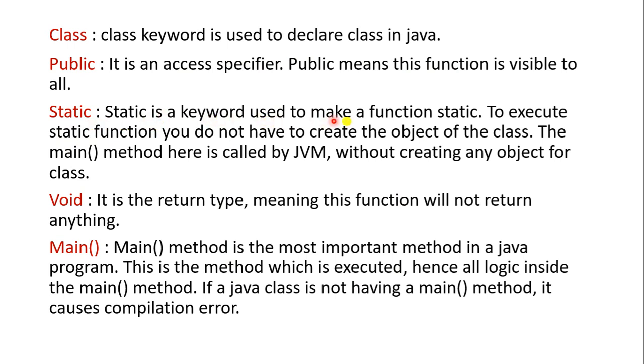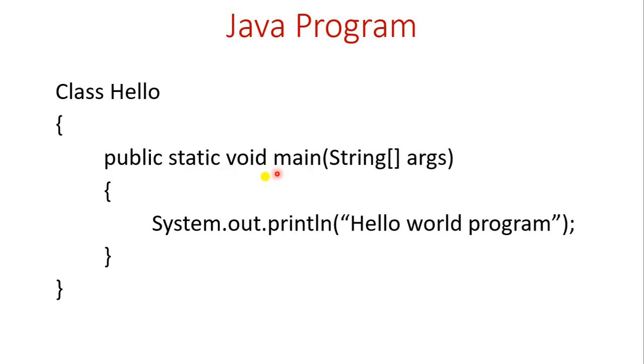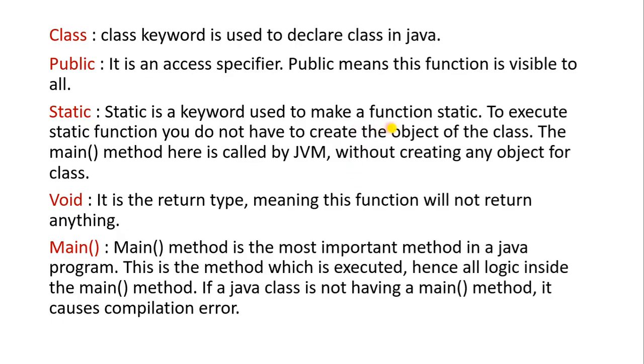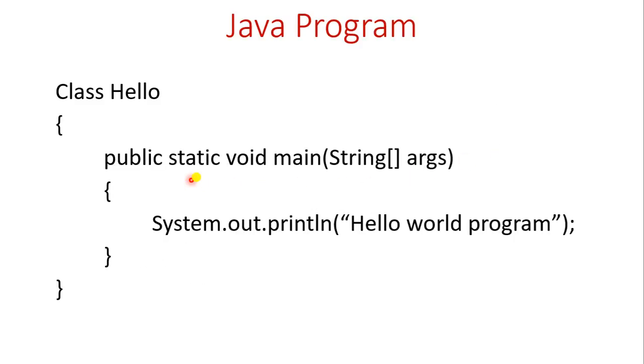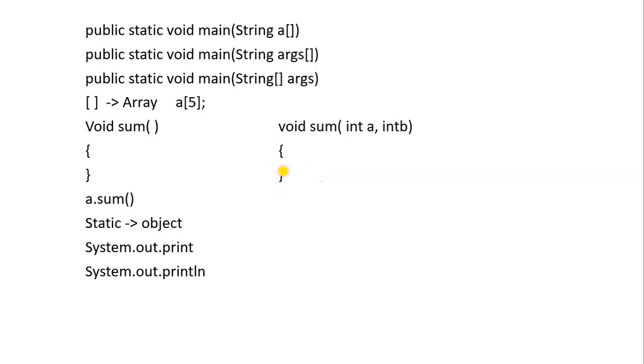Static is a keyword used to make a function static. To execute a static function, you do not have to create the object of the class. That only I have written. To execute or to call the main method, you don't have to create the object.